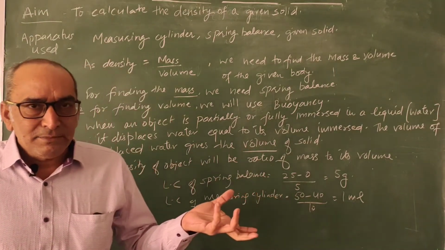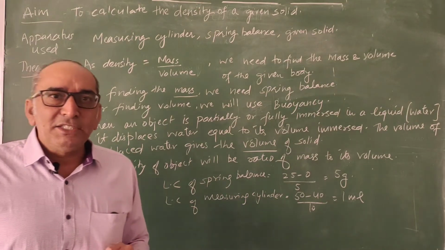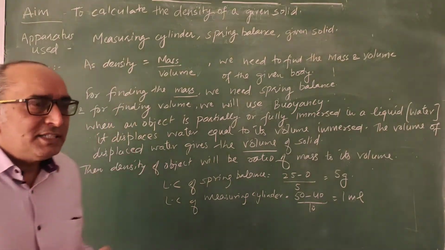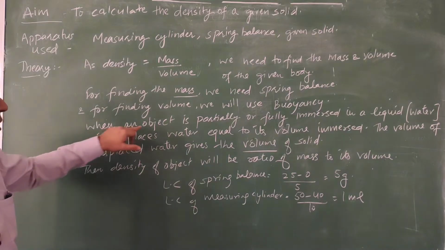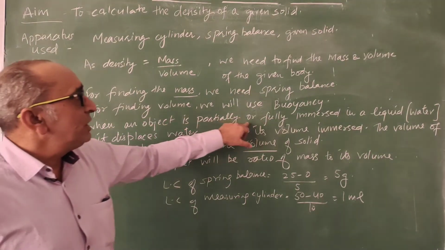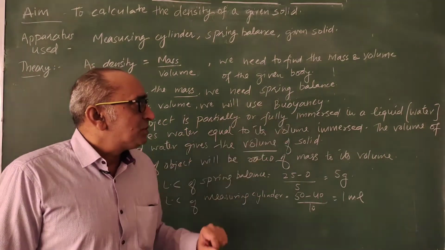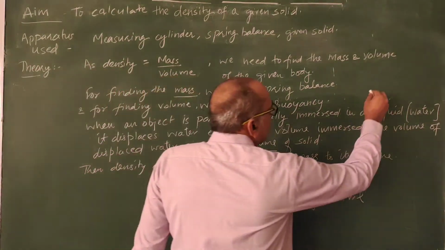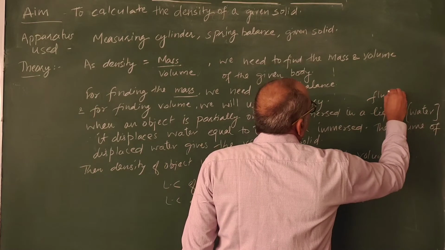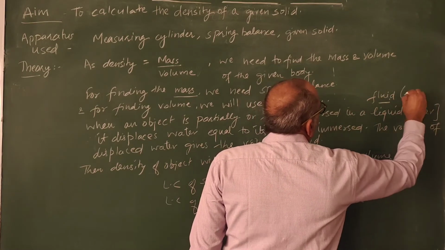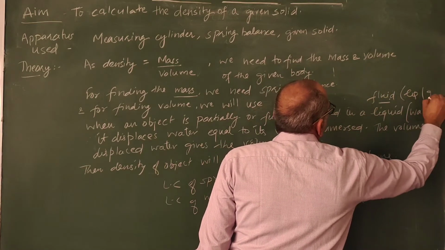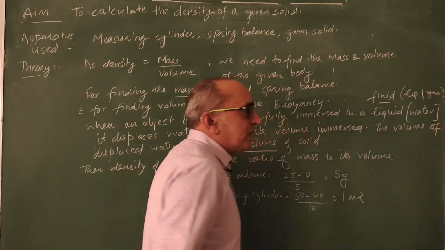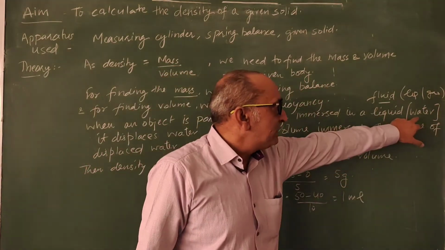On this buoyancy, Archimedes' principle is based. What does it say? When an object is partially or fully immersed in a liquid or gas, basically a fluid, fluid can be liquid or gas. We are going to take water here.